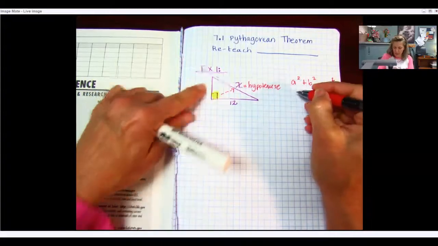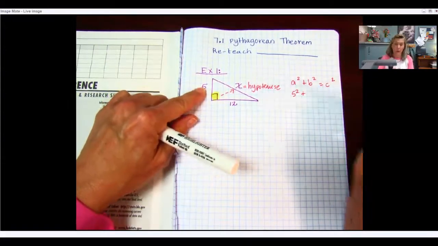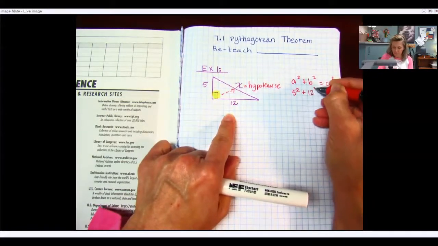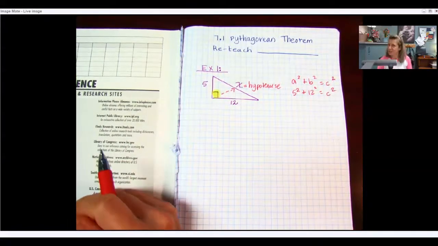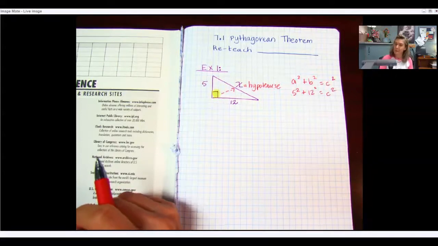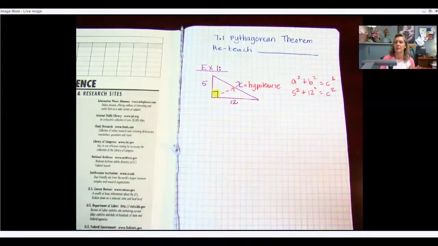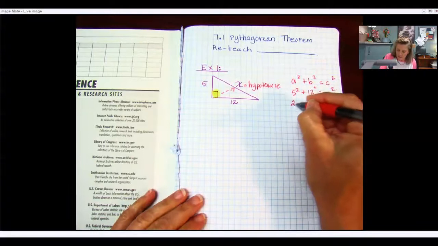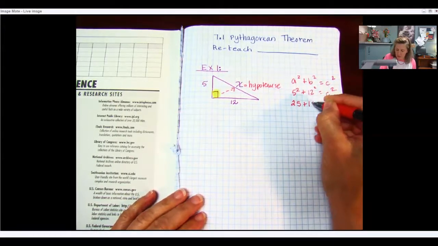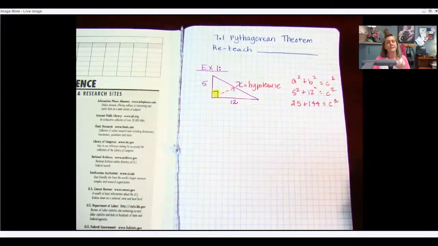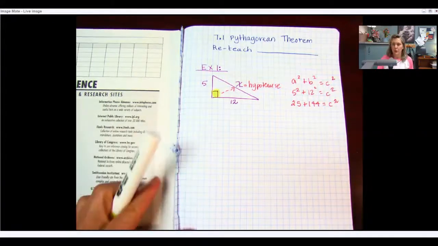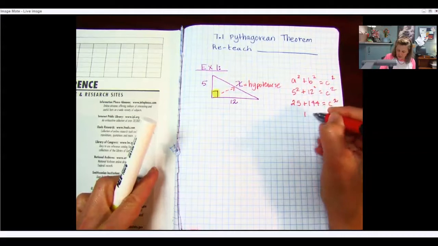So we're going to write the leg squared plus the other leg squared, and that's going to equal the C value. And remember, you do not do 5 plus 12. You do 5 times 5, then 12 times 12, then add those numbers together. So it's going to be 25 plus 144, and that's going to equal C squared. So when you add those together, you are going to get 169.